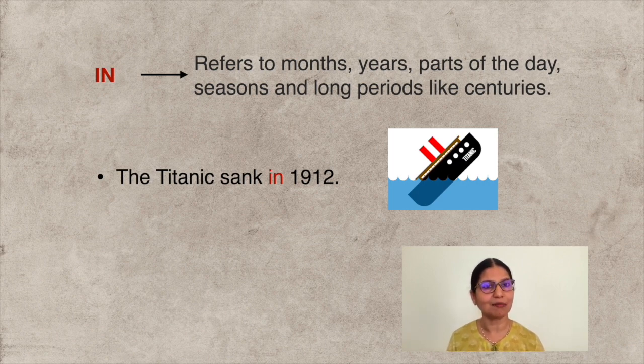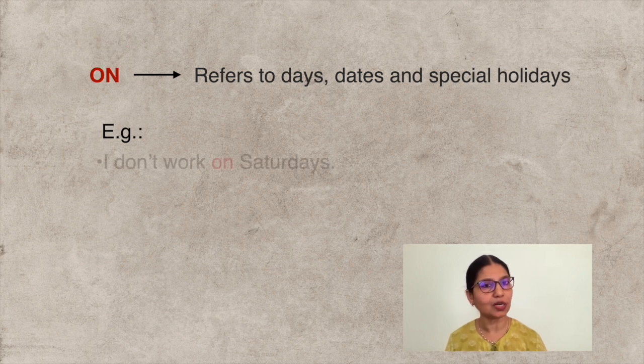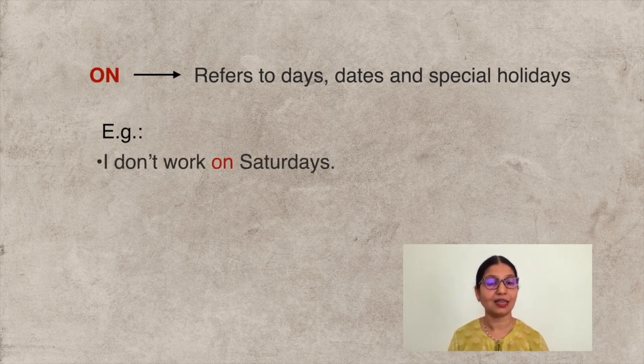In the next example we have, it is cold in December. We use the word in because we are referring to a month, December. On is used when referring to days, dates, and special holidays. For example, I don't work on Saturdays. Here I use the preposition on because the name of the day is mentioned.